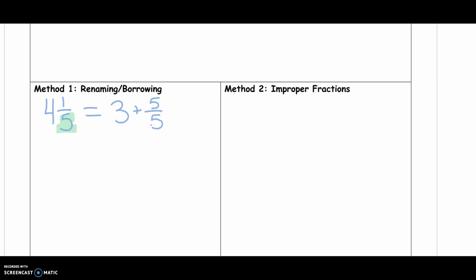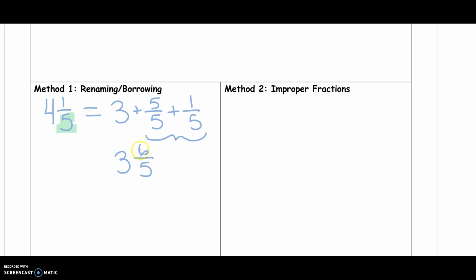And then the other part of our fraction that we have is 1/5. So this is equivalent to our original mixed number. 3 plus 1 is 4 and 1/5. But we're going to combine our fractions to make 3 and 6/5.